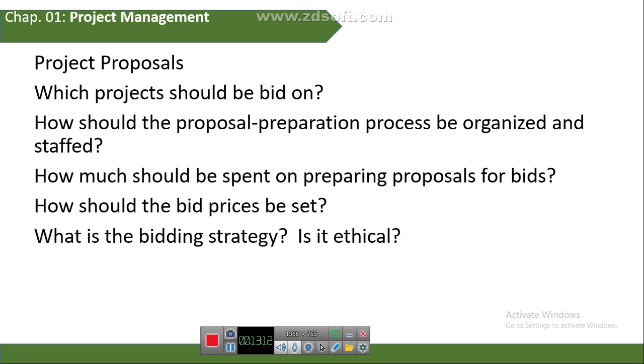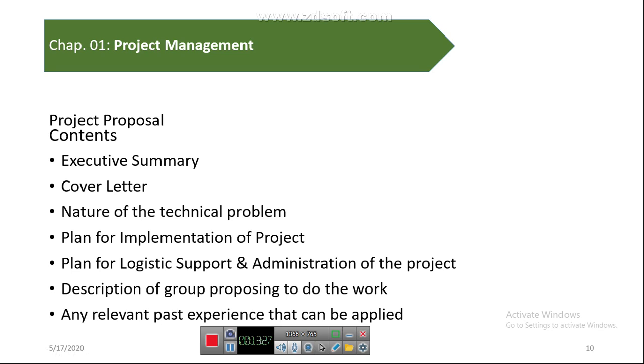How much should be spent on preparing proposals for bids? How should the bid price be set? And what is the bidding strategy? Is it ethical? So this is the project proposal content.